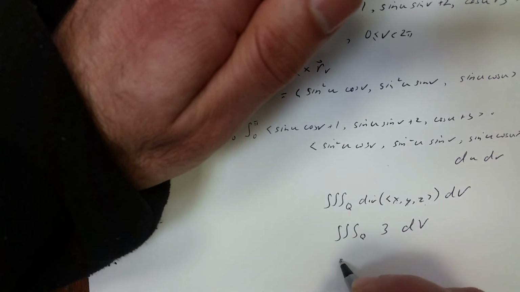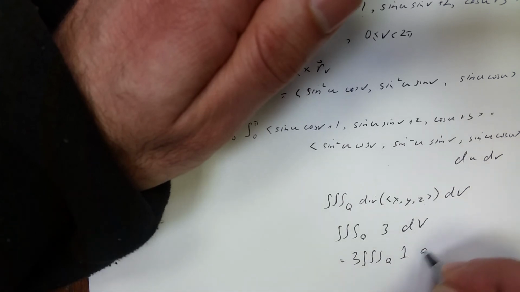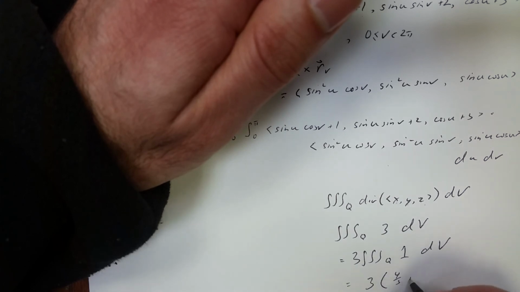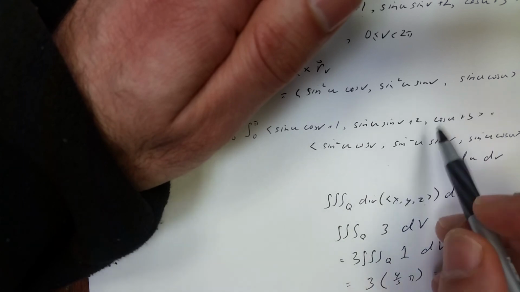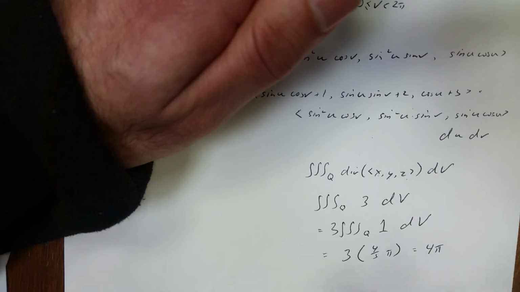And we can pull the 3 out. 3 times the triple integral over Q of 1 dV. And since this is just the volume of the sphere, and the volume of the sphere is 4/3 pi, this is just 3 times 4/3 pi, and that's just 4 pi, and we're done. That's so much easier than this. So the divergence theorem is definitely your friend.